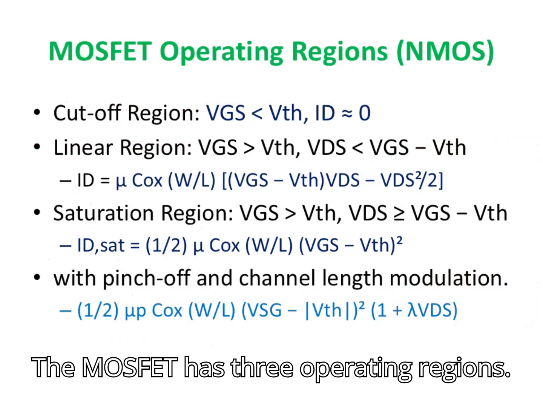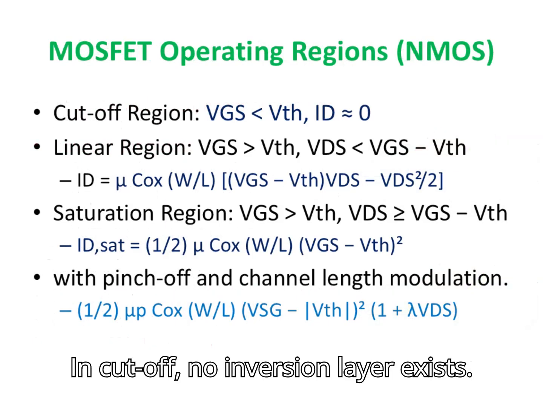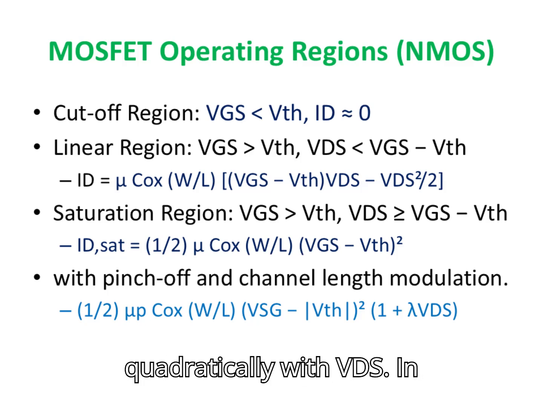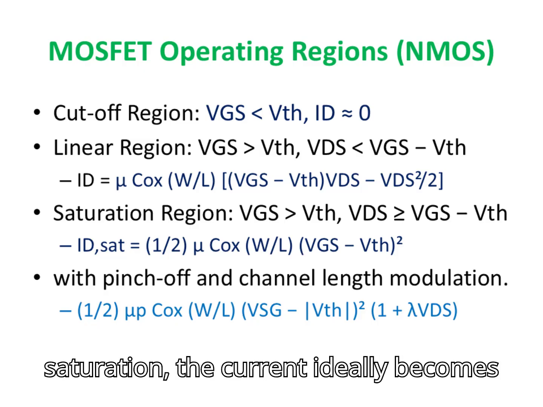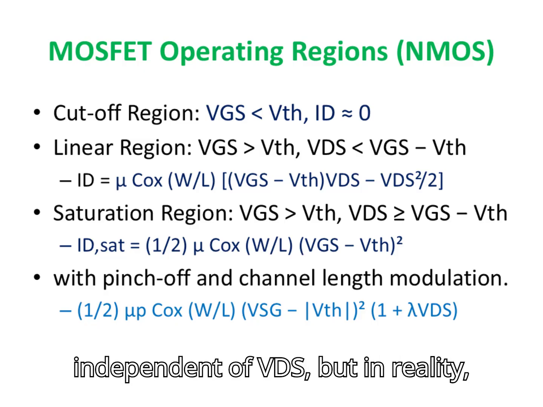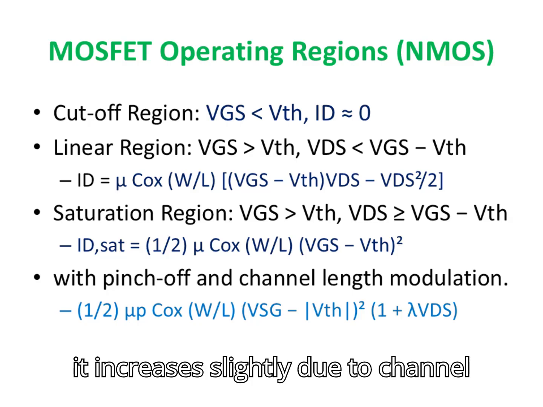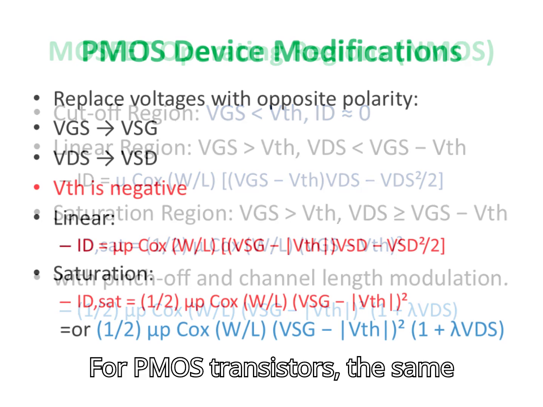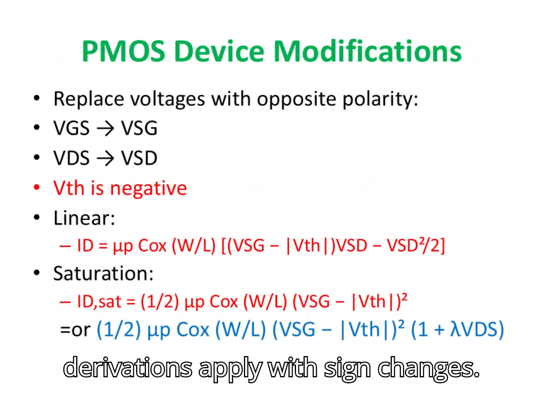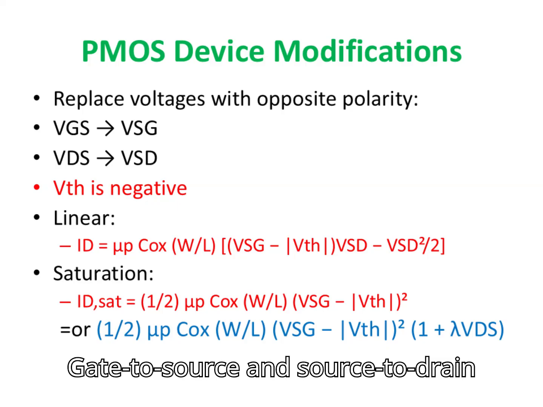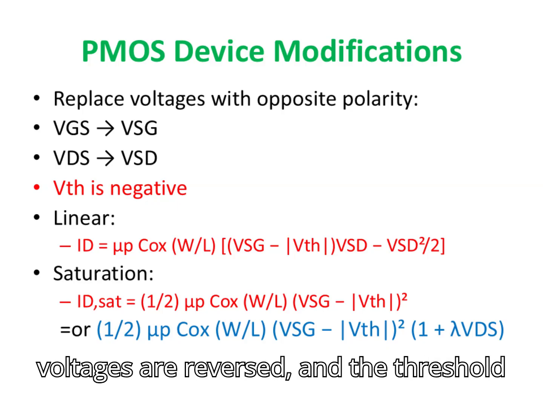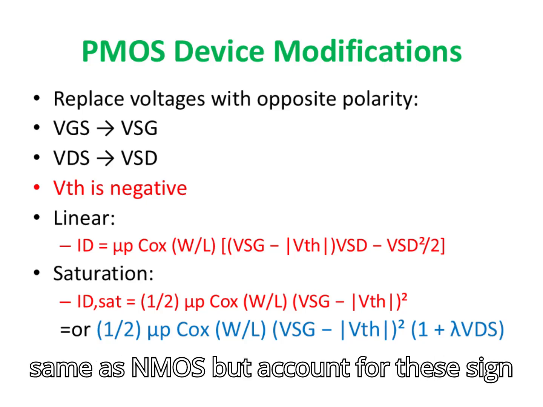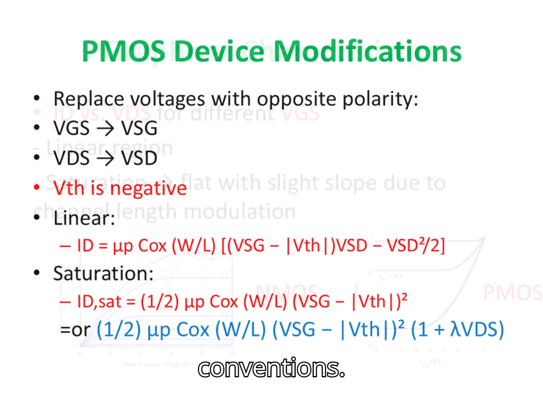The MOSFET has 3 operating regions. In cutoff, no inversion layer exists. In the linear region, current rises quadratically with VDS. In saturation, the current ideally becomes independent of VDS, but in reality it increases slightly due to channel length modulation after pinch-off. For PMOS transistors, the same derivations apply with sign changes. Gate-to-source and source-to-drain voltages are reversed, and the threshold voltage is negative. The resulting current expressions are structurally the same as NMOS but account for these sign conventions.